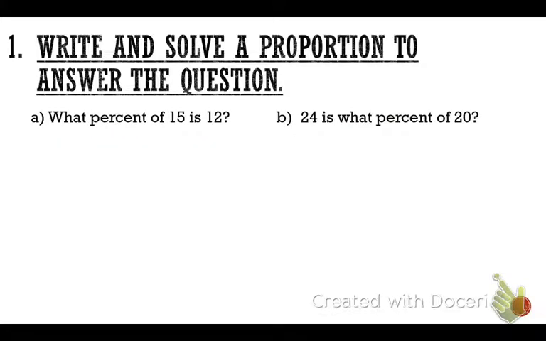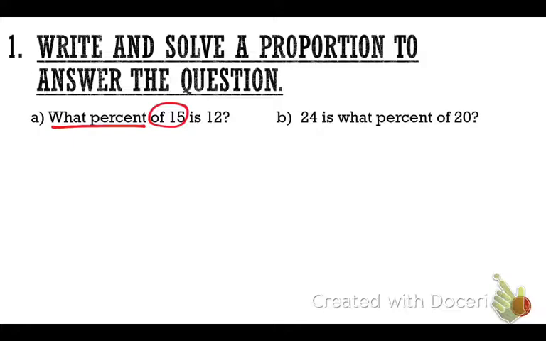Section number 1 says to write and solve a proportion to answer the question. The first thing I want you to do is take out your red pen. We're going to try to figure out what the is, the of, and the P are going to be. Everybody underline these two words with your red pen, what percent. Do you think what percent is going to help us find the is, the of, or the P? The P. How come you think it's going to be the P? Because P is percent. Very good.